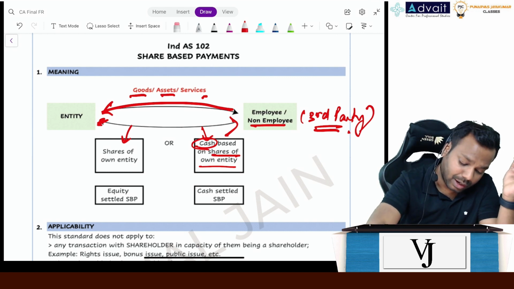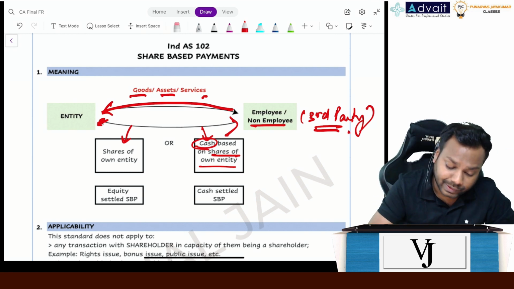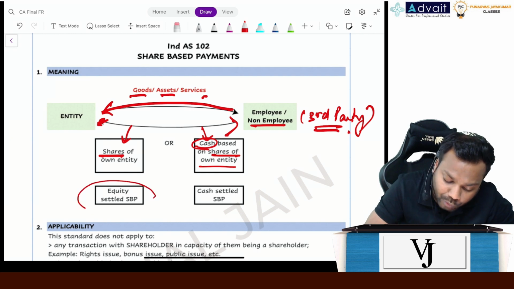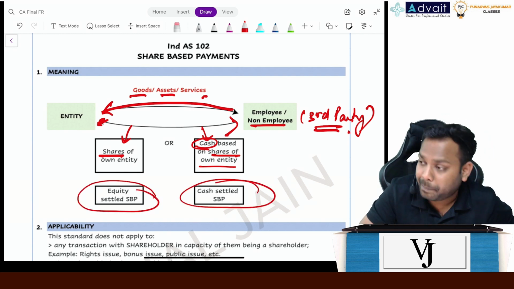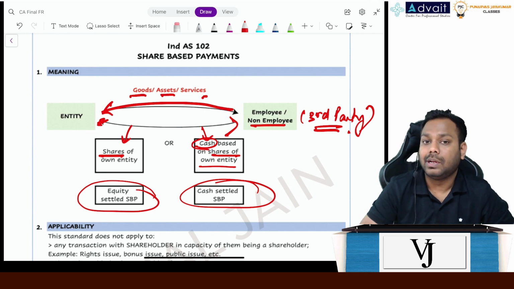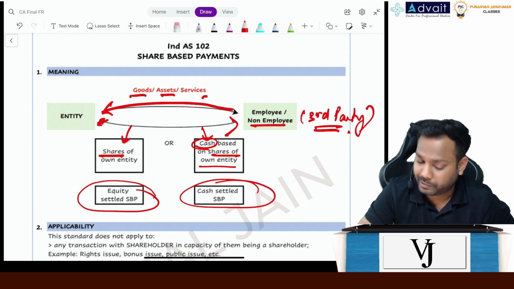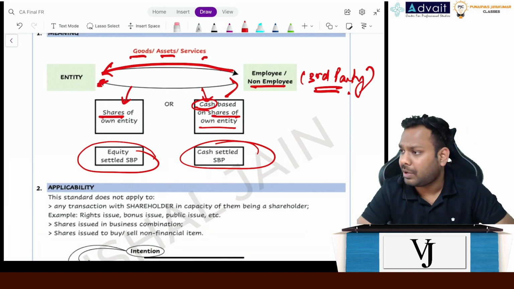If I am delivering the shares of the company, it is called equity settled share based payments. And if I am giving cash based on the shares of my company, it is called cash settled share based payments. Is it clear? Is the meaning clear, everyone?